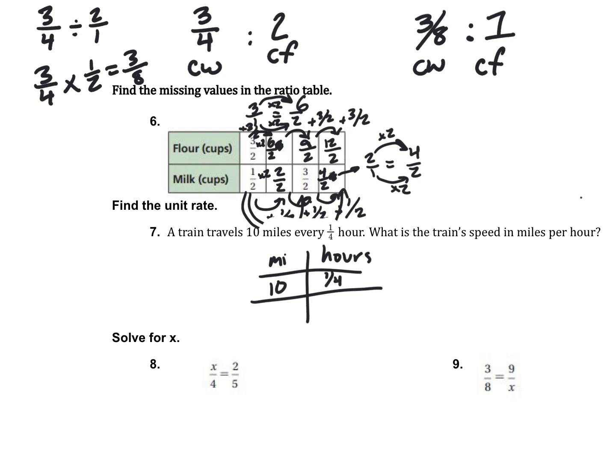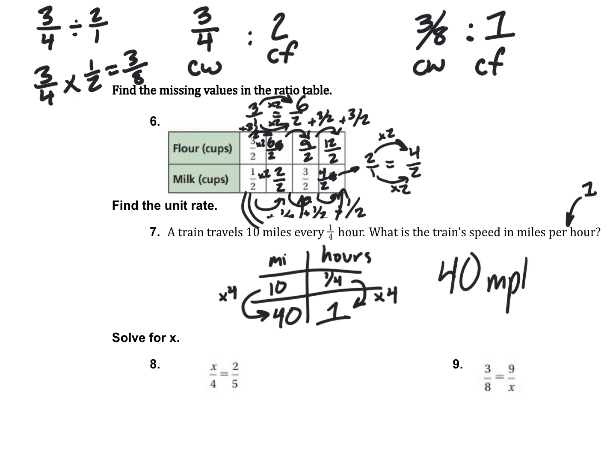If I'm looking for miles per hour, I'm looking for how many miles in 1 hour. Meaning to get from 1/4 to 1, that's just going to be simply multiplying by 4. Doing the same here, I get an answer of 40, meaning we would say that my train speed is 40 miles per hour.